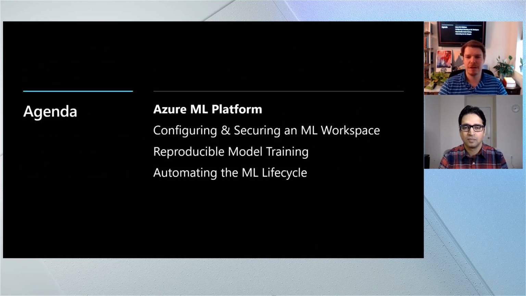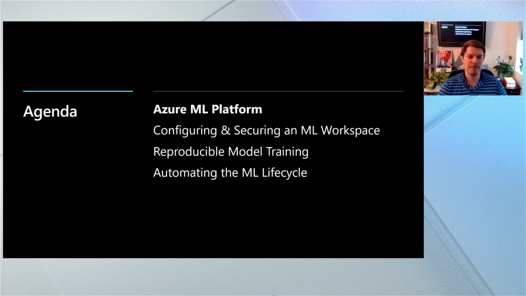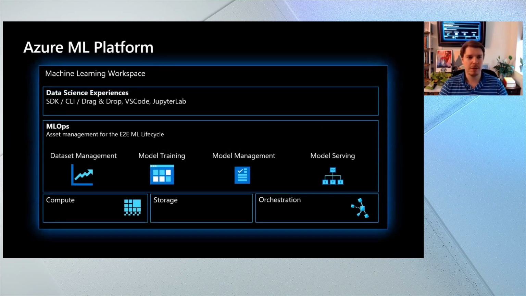So we've got a pretty packed agenda for today. I'm going to start by giving an overview and primer of the machine learning platform that we provide on Azure. Then Ashish is going to talk about how to lock down, secure, and configure that machine learning platform so that you can use it inside of your trusted enterprise environment. And then I'm going to walk through how you can use that secured lockdown workspace to do reproducible model training and to automate the end-to-end ML lifecycle. So I just sort of continue onward from there.